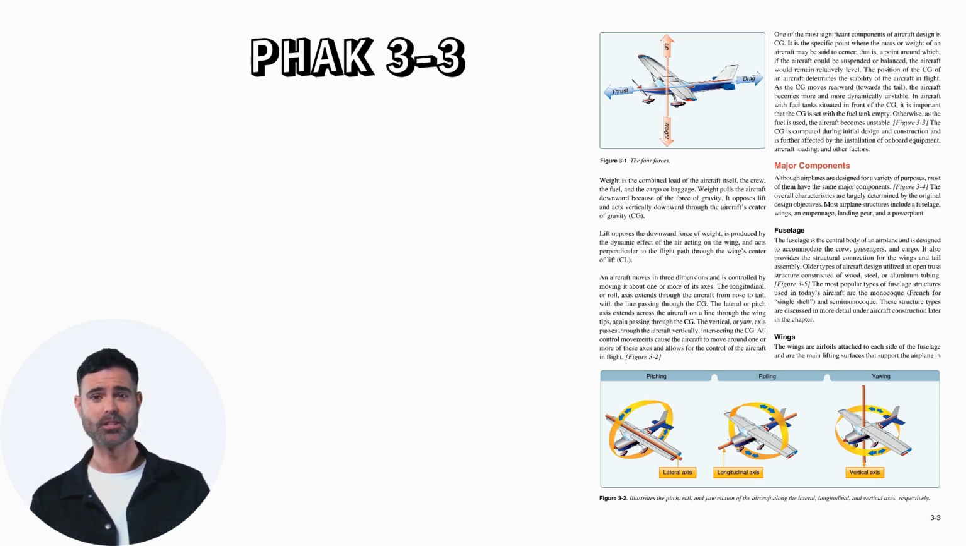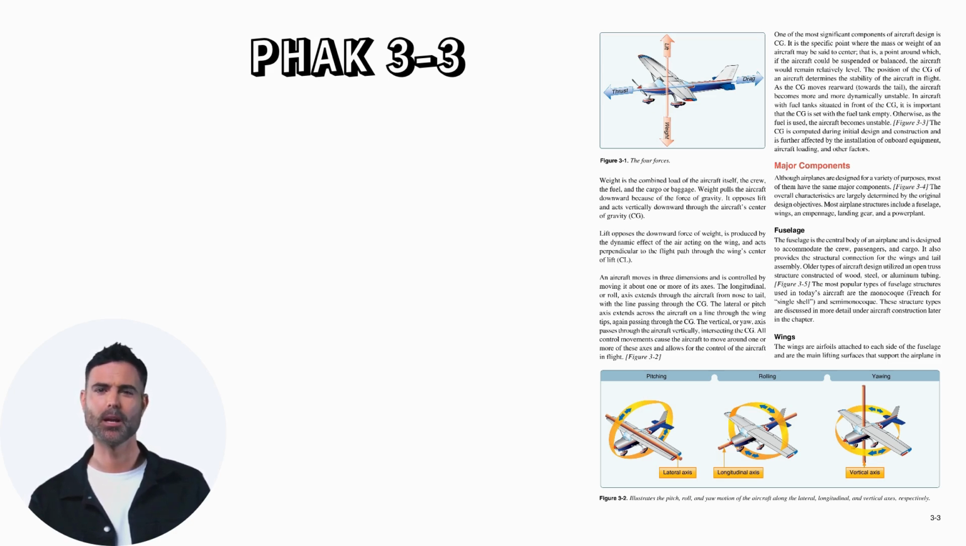Fuselage. The fuselage is the central body of an airplane and is designed to accommodate the crew, passengers, and cargo. It also provides the structural connection for the wings and tail assembly. Older types of aircraft design utilized an open truss structure constructed of wood, steel, or aluminum tubing. The most popular types of fuselage structures used in today's aircraft are the monocoque, French for single shell, and semi-monocoque. These structure types are discussed in more detail under aircraft construction later in the chapter.